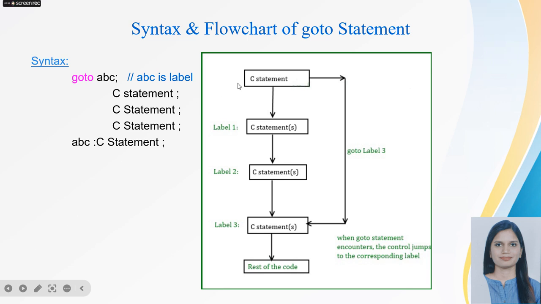Syntax and flowchart of the goto statement. Syntax: goto label, statement, statement, statement, label, statement, statement, label 1, label 2, label 3, statement, statement, goto label 3. When the goto statement is encountered, the control jumps to the corresponding label.